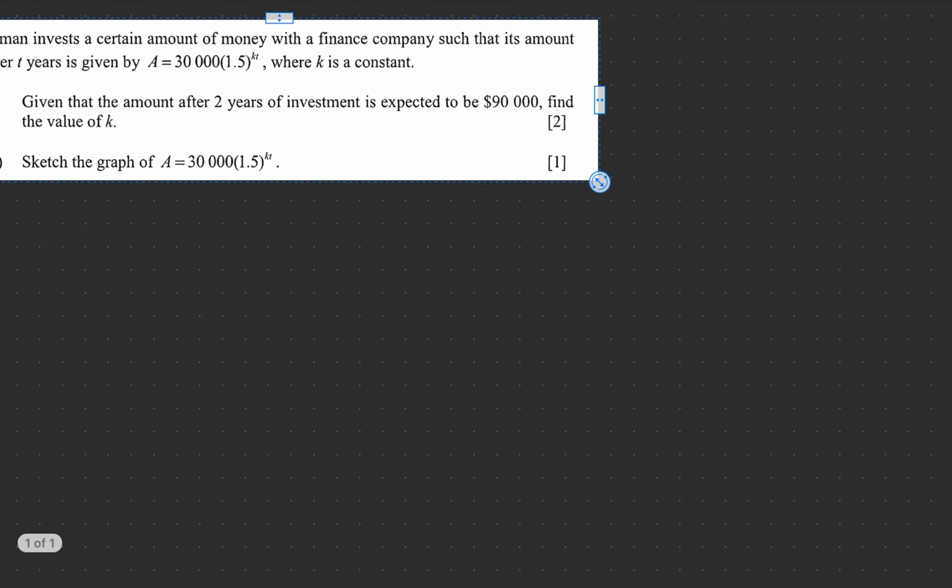So today we're going to be going through a few logarithm questions. So without further ado, let's get started. So here's our first question.